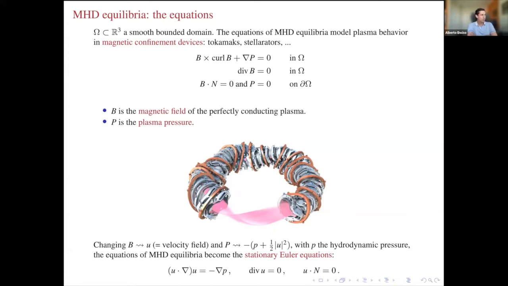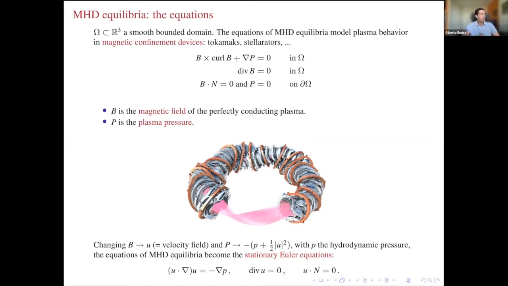What do we get? A much easier system of equations, or at least shorter. Essentially, we have just two equations. On the one hand, as you can see, B cross the curl of B is going to be minus the gradient of the pressure. And additionally, we assume that the divergence of the magnetic field B is equal to 0, okay? So those are the two equations we consider.